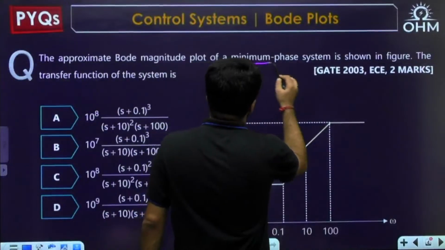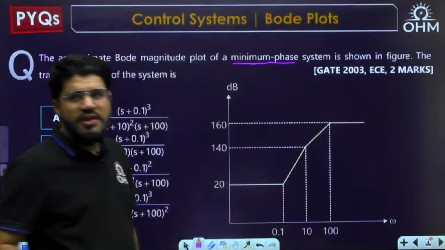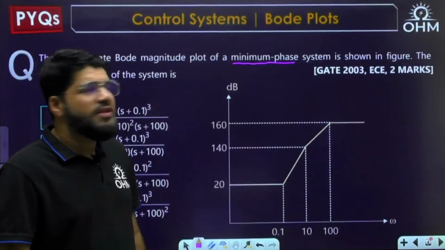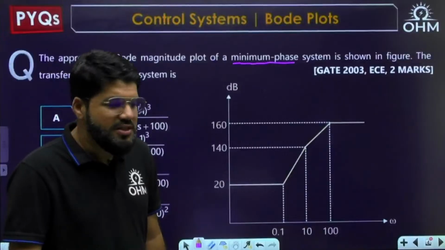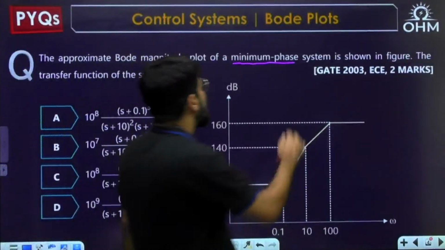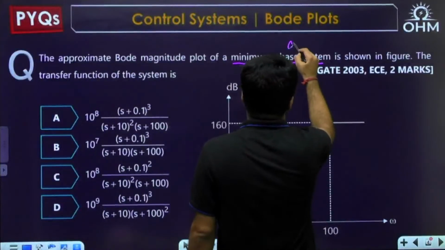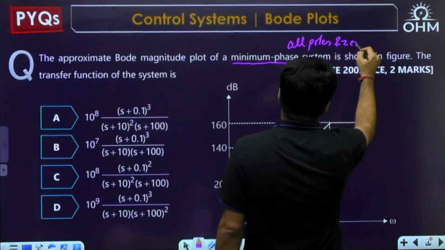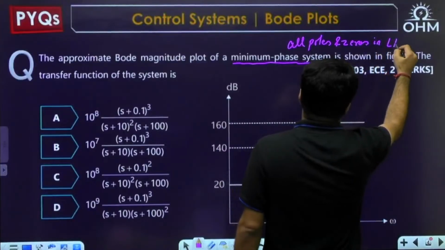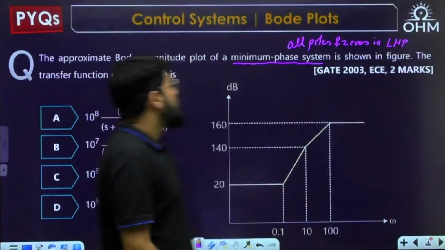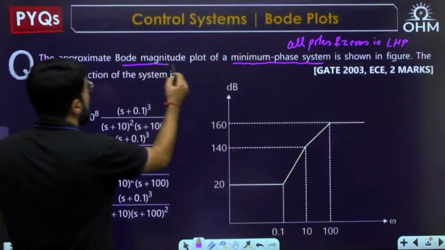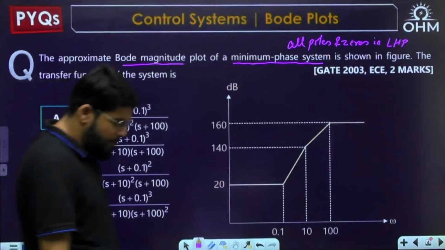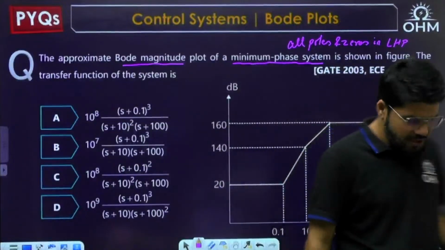Just to tell you in one line what minimum phase is. A minimum phase system is one in which all the poles and zeros are in the left half plane. Not only poles, but zeros also must be in the left half plane. Now the Bode magnitude plot of such a system is shown in the figure. What is the transfer function of the system?